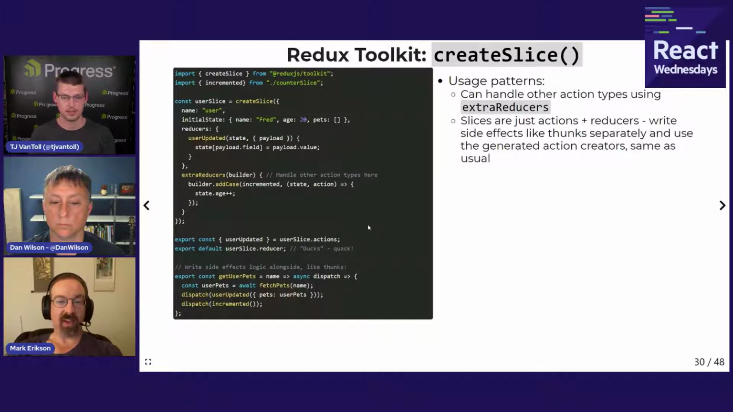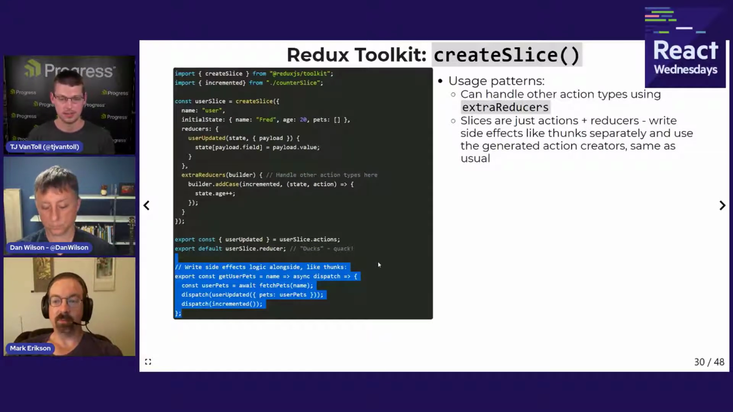A lot of people ask, can I add thunks in the middle of my slice? Right now, that's not possible. We would like to do it, but there's unfortunately some TypeScript complications that make it kind of hard. So right now, we recommend defining thunks in that same slice file alongside the reducer logic.